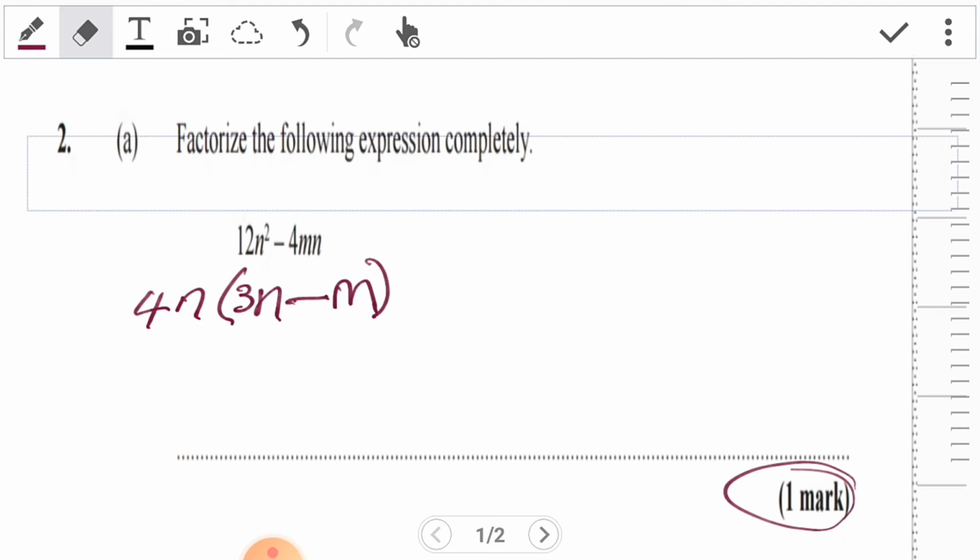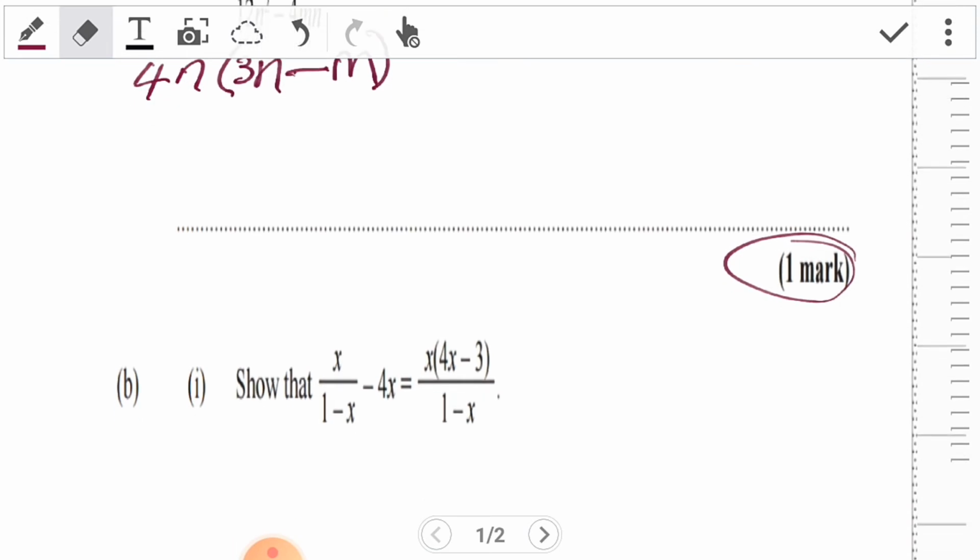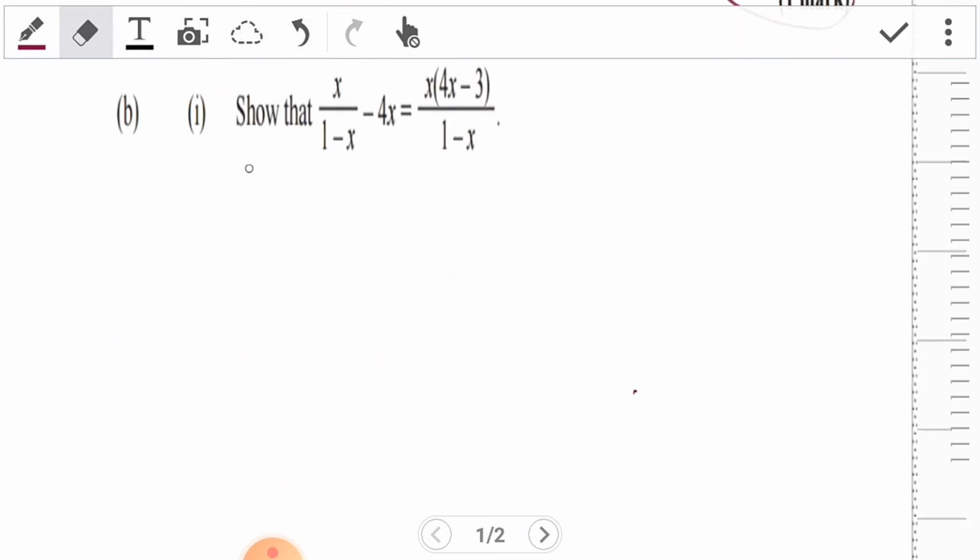All right, let's look at another question that came. It says, show that x over 1 minus x minus 4 is equal to x into 4x minus 3 all over 1 minus x. Basically, what they're asking us to do is to represent this as a single fraction. So we're going to represent the left side as a single fraction, and then it should look like the right side.